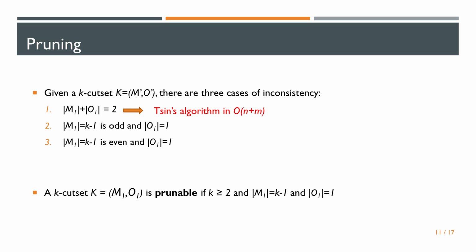The first one, as I previously said, is handled with the thin algorithm: the case of a 2-cut set, m plus o equal 2. Then we have to deal with point 2, that is m equal to k minus 1 is odd and o equal 1, and point 3, the case where m equal to k minus 1 is even and o equal 1. So we say that point 2 and point 3 represent the prunable cut sets.